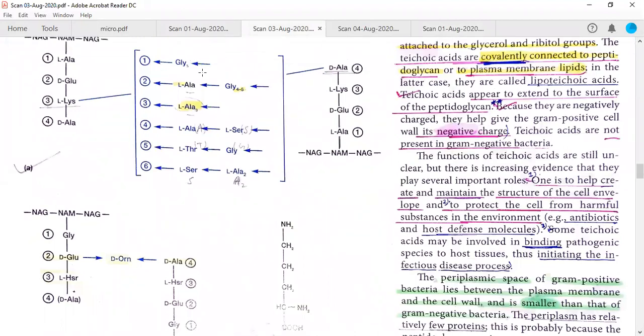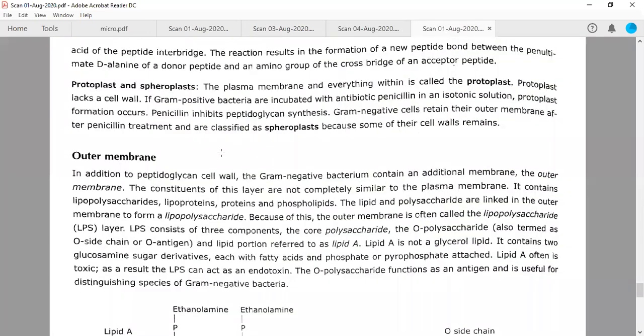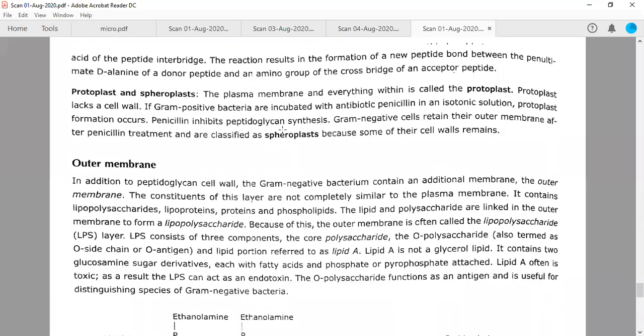So either a glycine pentapeptide bridge, or alanine-glycine 4 to 5, alanine 3, and so on. These bridges can be used to cross-link, or used in the transpeptidation step. So fine.